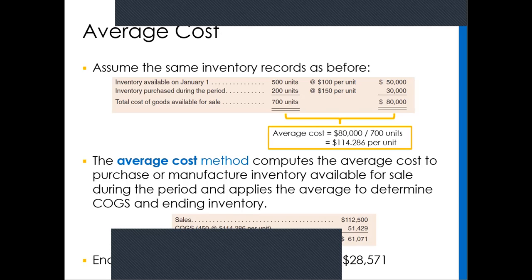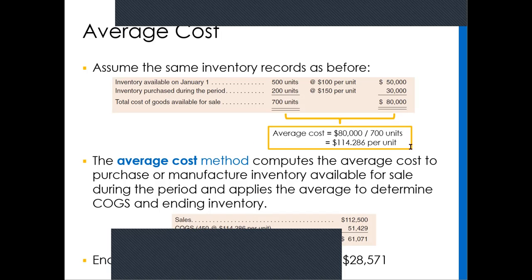Then we take the average cost. Again, it's a weighted average. The average is not 125 per unit, folks. The average is weighted, the 700 units, $80,000 total, and we calculated 114.286 per unit. So they did the math for us, much nicer than on the display, easy to read.